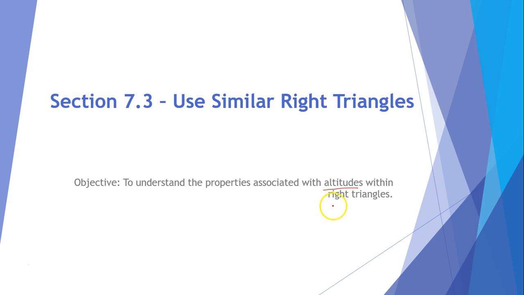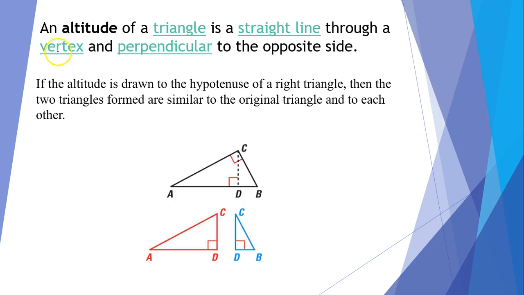And then all of this that we'll be looking at in this whole chapter is all about right triangles. So we're not going to vary from there at all. So let's go ahead and get started. So here is the definition of altitude. An altitude of a triangle is a straight line through a vertex and perpendicular to the opposite side.